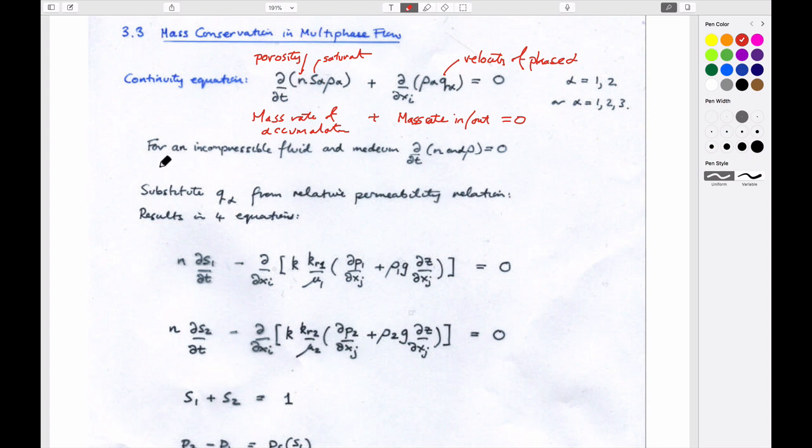And so what we can do, to cut a long story short, is we can write this equation for the water, alpha equals 1. We can write it for the NAPL, alpha equals 2. And so we end up with 2 equations. We can substitute this velocity, which is equal to the relative permeability of phase 1 multiplied by the permeability divided by the viscosity and the change in pressure between upstream and downstream.